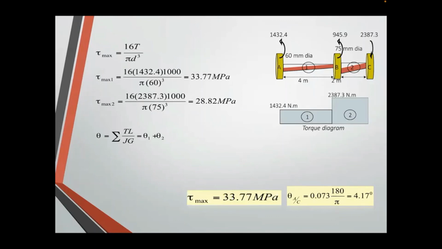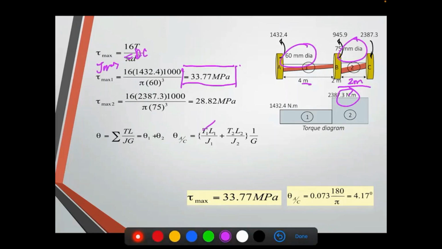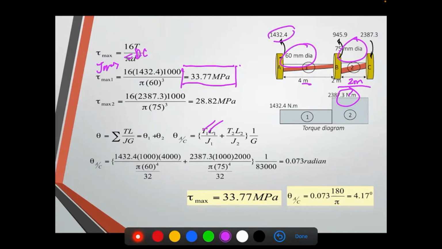Angle of twist for this now. So, from A to C, we're going to add the angle of twist of AB and BC. So, the only constant here now is your G. So, G lang yung pinactor out ko. Since we have different values of L, different diameters, so magkaiba din yung J, then different torque. So, substitute natin isa-isa. So, your torque here is 1432, length is 4,000, times 1,000 pa to. J is pi d 4 over 32. So, substitute natin. Ayan.